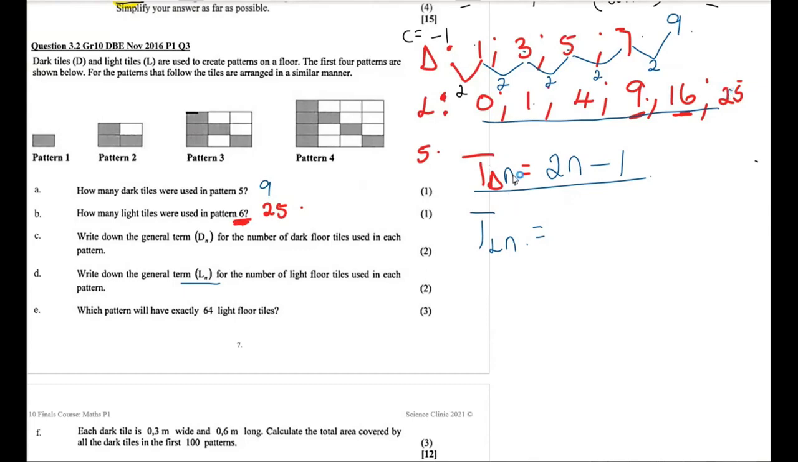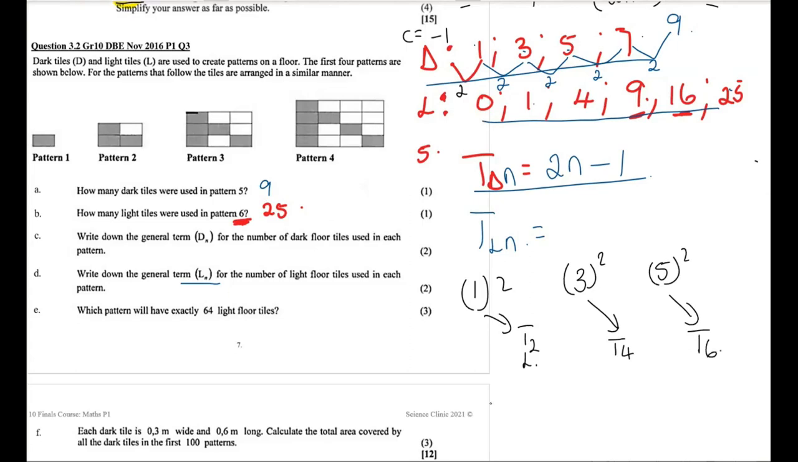So can you see what is happening? Let's use part D, guys. Let's go to part D. What are we seeing in part D? The first term is a 1. If we square it, it gives us the second term of the light tiles. Then its third term squared gives us the fourth term of the light tiles. Then its next term, 5 squared, gives us the sixth term of the light tiles. I see Faith's answer. Faith says it's n minus 1 squared. How did you get there, Faith?